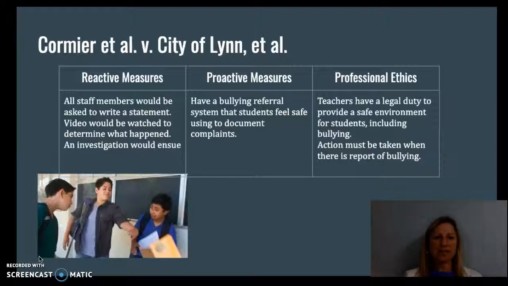Professionally, again, teachers have a legal duty to provide a safe environment for students, and that includes bullying. And so if bullying is being reported, action must be taken to do as much as we possibly can to keep those students safe.